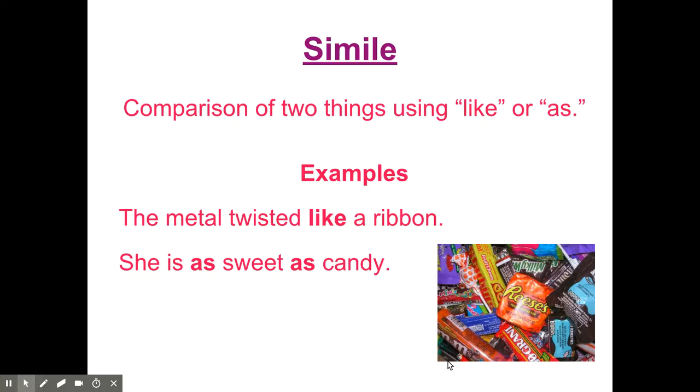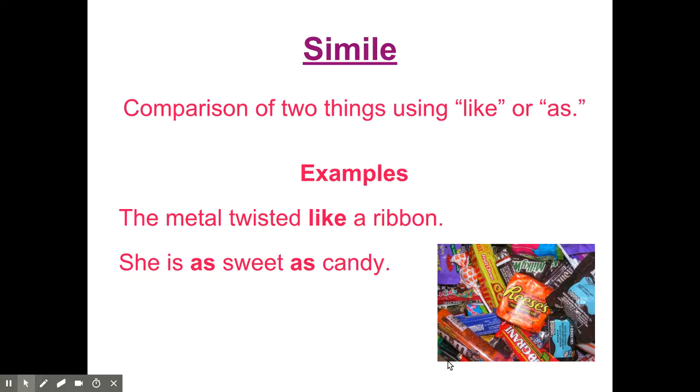The first one is going to be a simile. A simile is a comparison of two things using like or as. The examples: the metal was twisted like a ribbon. She is as sweet as candy. The metal's being compared to the ribbon, the way it was twisted. The girl is being compared to candy because she is so sweet.